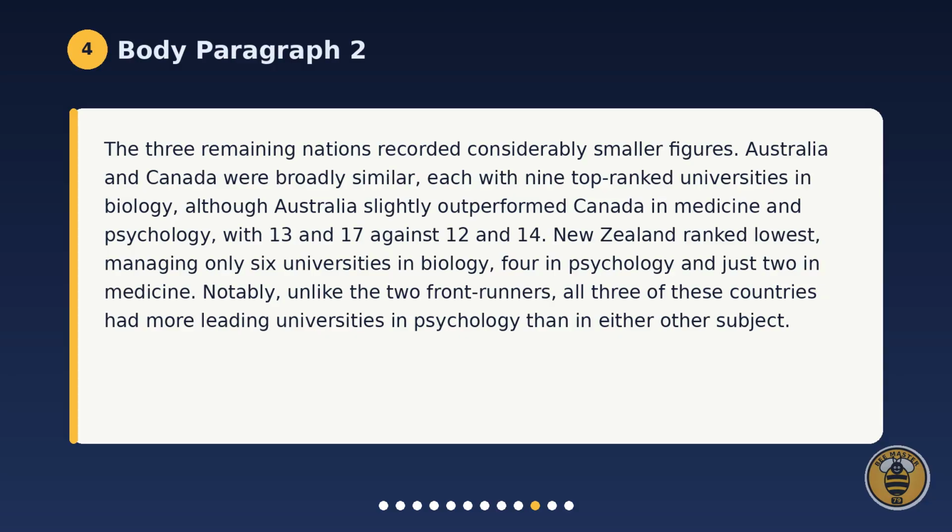Body paragraph 2, the smaller 3. The 3 remaining nations recorded considerably smaller figures. Australia and Canada were broadly similar, each with 9 top-ranked universities in biology, although Australia slightly outperformed Canada in medicine and psychology, with 13 and 17 against 12 and 14. New Zealand ranked lowest, managing only 6 universities in biology, 4 in psychology and just 2 in medicine. Notably, unlike the 2 frontrunners, all 3 of these countries had more leading universities in psychology than in either other subject.